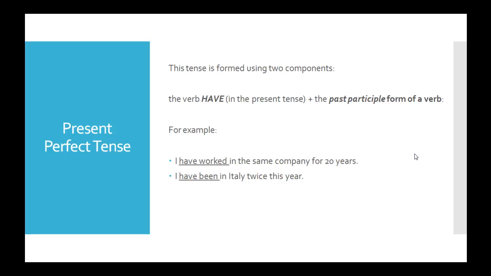Pay attention to the third person singular. In this case, we will have the following sentences. She has worked in the same company for 20 years. Or, he has been in Italy twice this year.